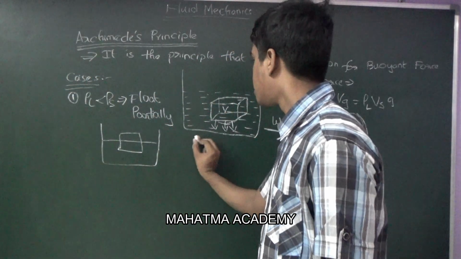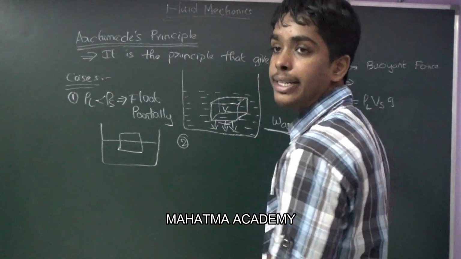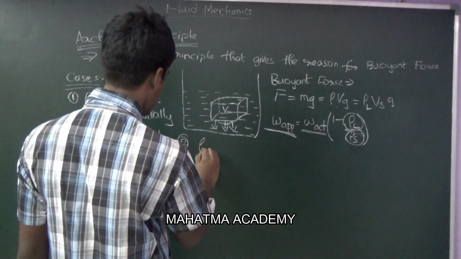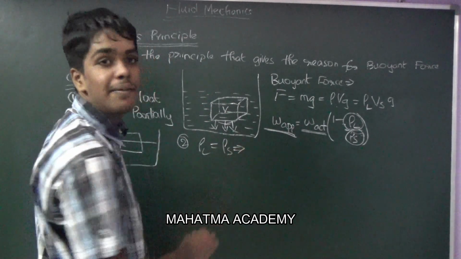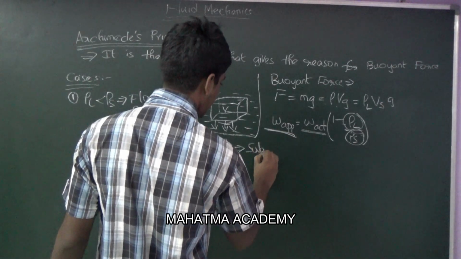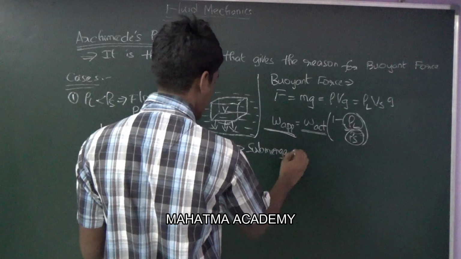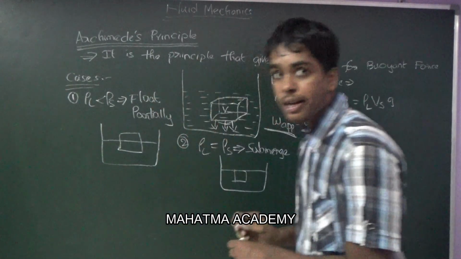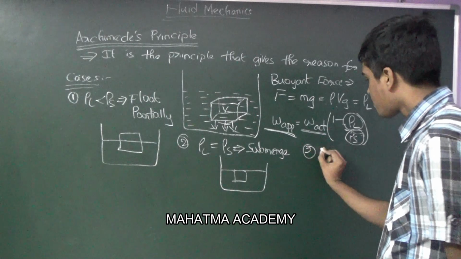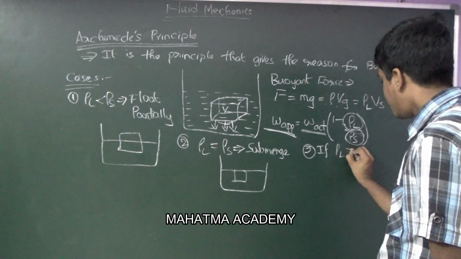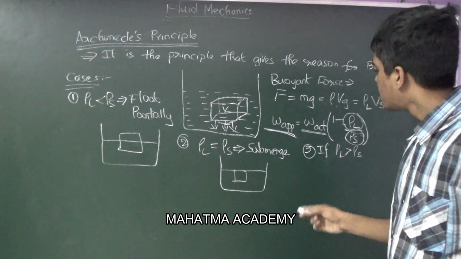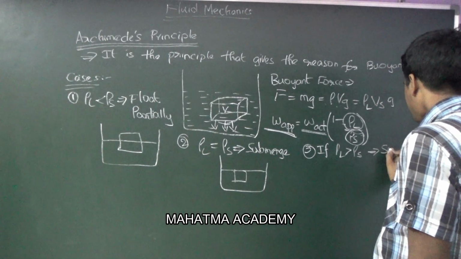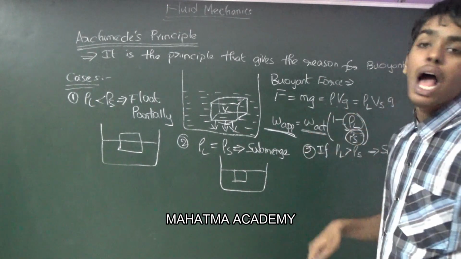Now there is the second condition, in which rho L is equal to rho S. Now the body will submerge, and the diagram for submersion is like this. Now the third case is rho L is greater than rho S. In this case, the body will sink due to the high weight.